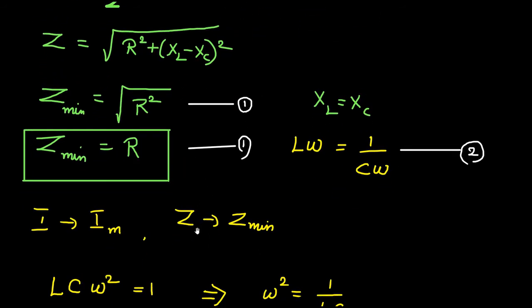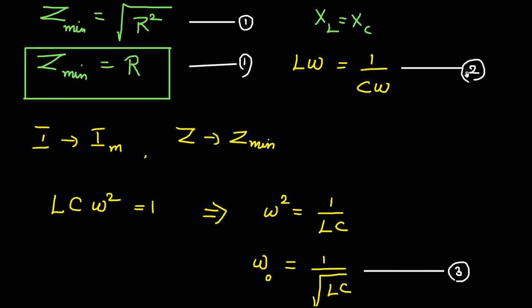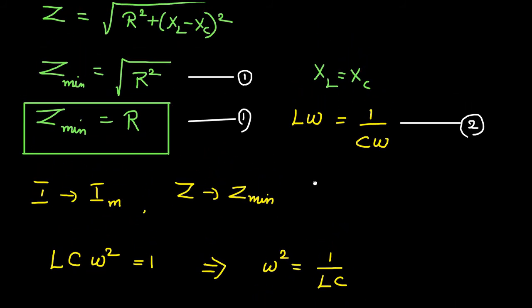When the circuit is in resonance, XL minus XC equal to 0. That is XL equal to XC. XL is L omega, XC is 1 by C omega. L is the inductance, omega is the angular frequency, C is the capacitance. Let this be equation number 2. So, when the circuit is in resonance, current is maximum, Z is minimum, which is equal to R, and L omega equal to 1 by C omega.